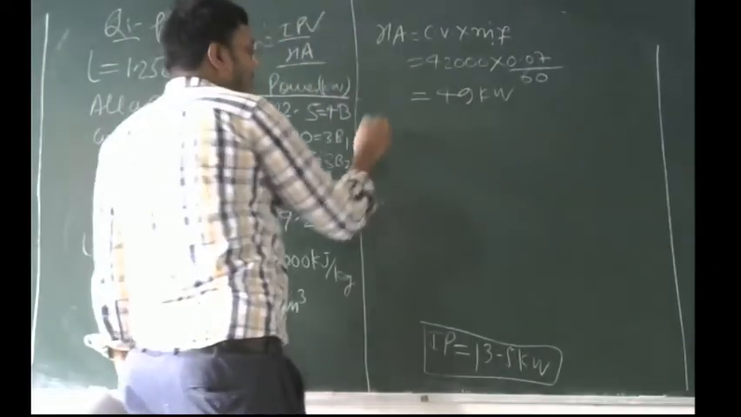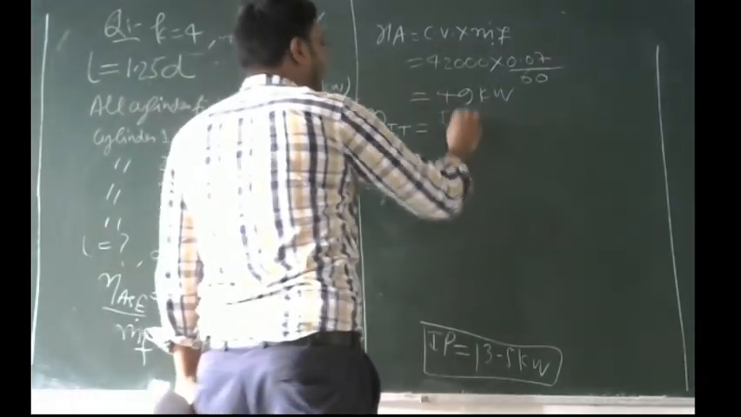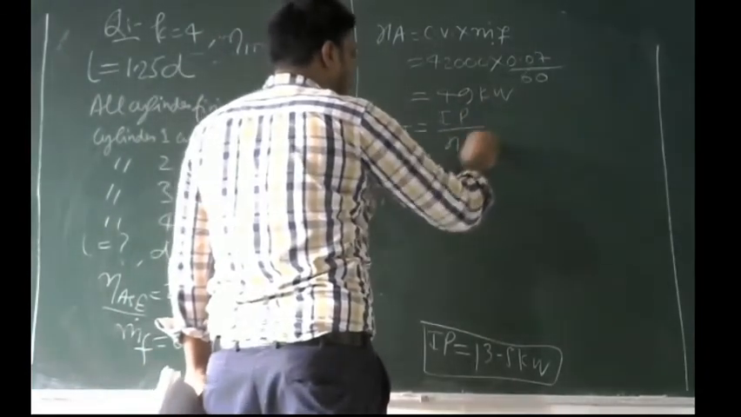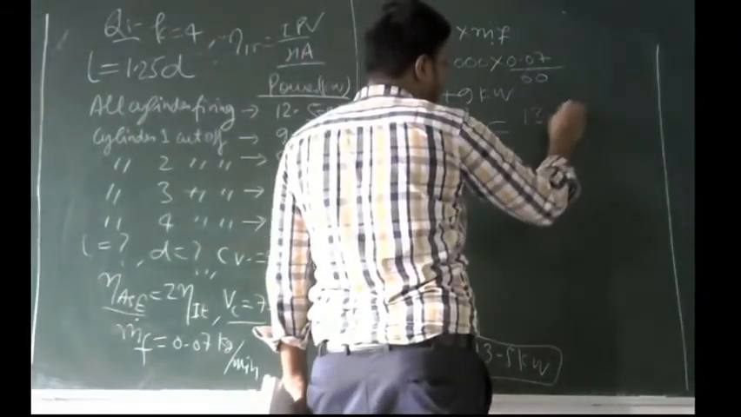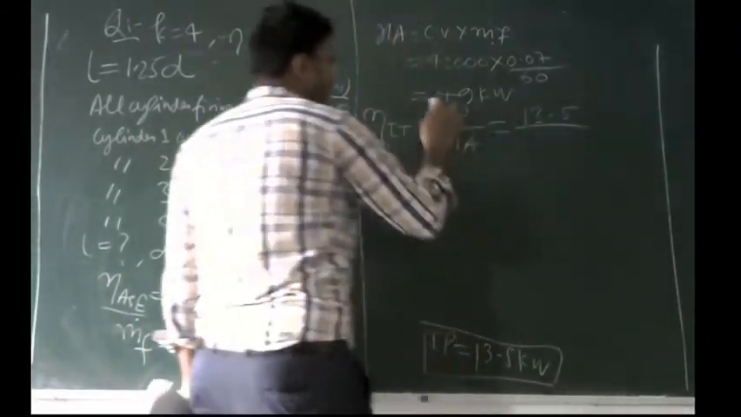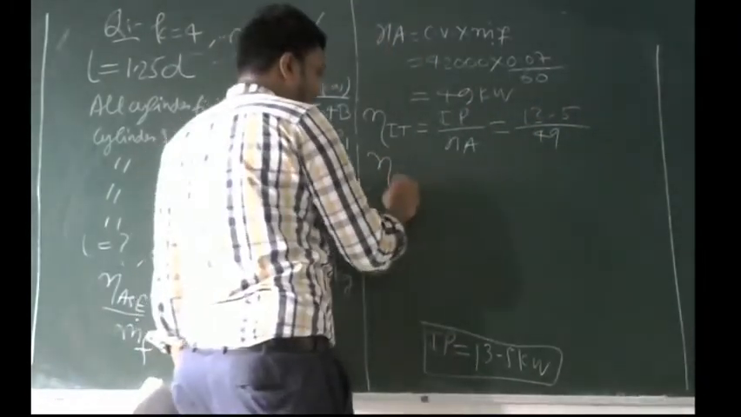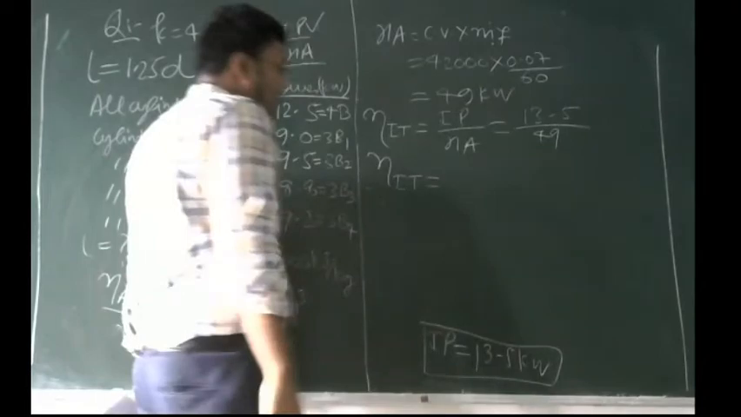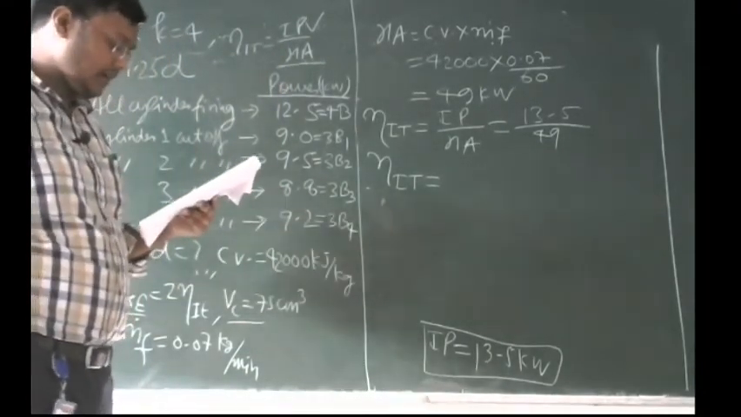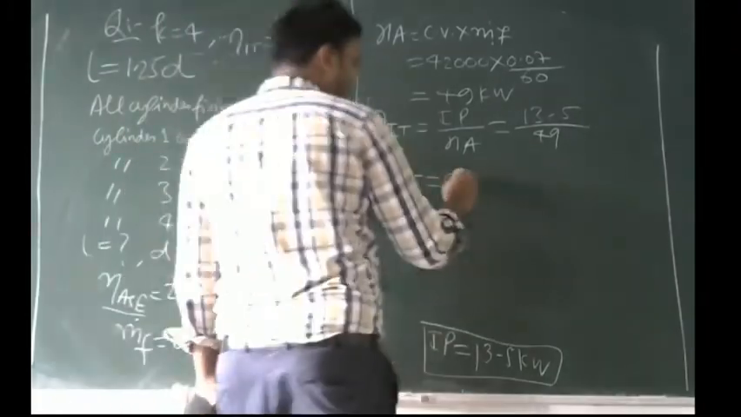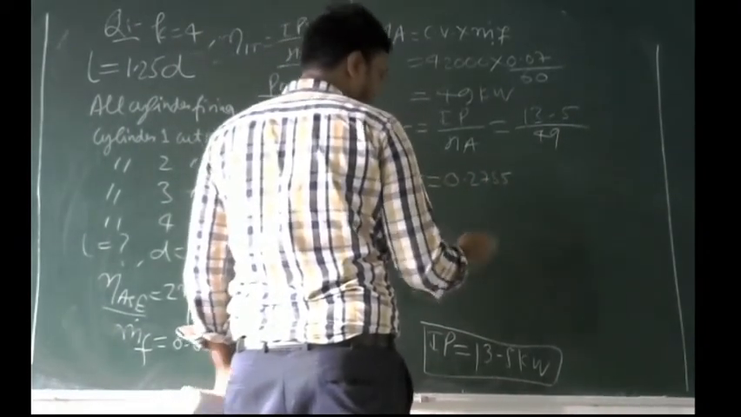Now we can calculate the value of eta. Indicated thermal efficiency is equal to IP by heat addition. Put the value IP is equal to 13.5 divided by heat addition is 49. So eta IP will come equal to 0.2755. Okay, 0.2755.